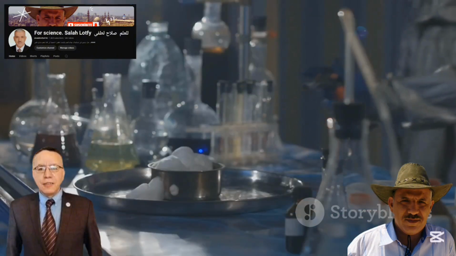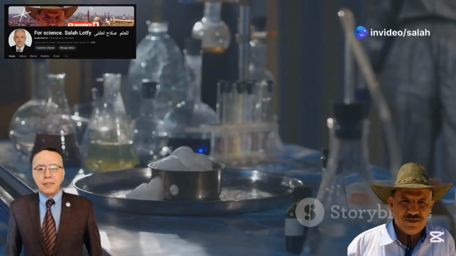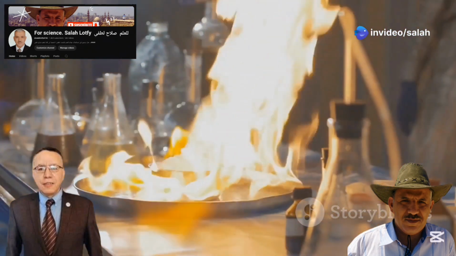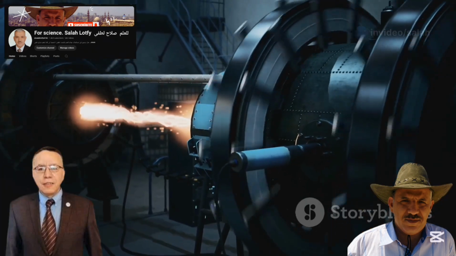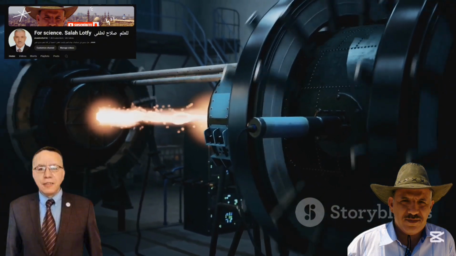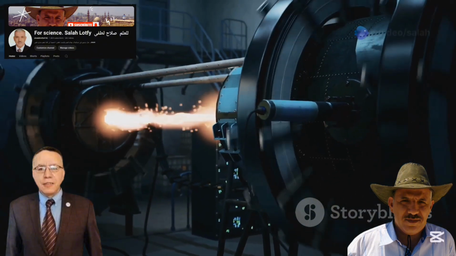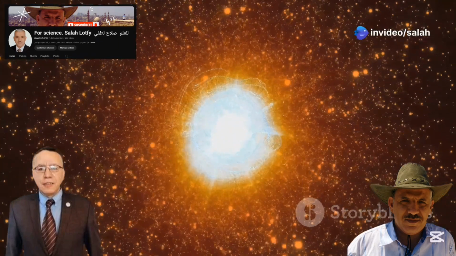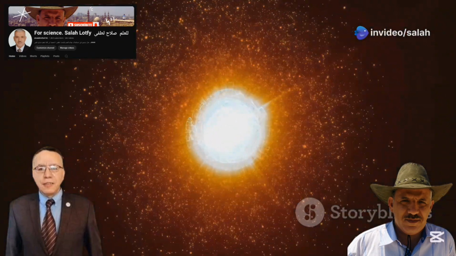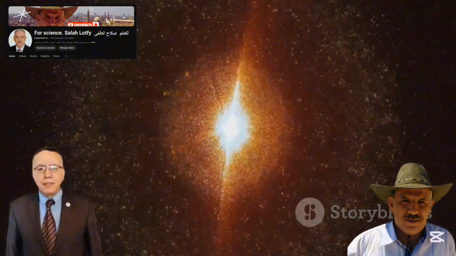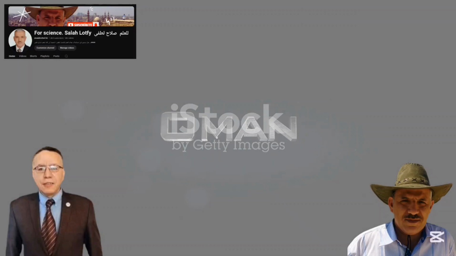In materials science, understanding the interactions between atoms at the nuclear level enables the development of new materials with enhanced properties. From stronger and lighter alloys for aerospace applications to more efficient solar cells, the applications are vast and constantly expanding. Furthermore, nuclear physics plays a crucial role in astrophysics, helping us understand the life cycle of stars, the formation of elements in supernova explosions, and the evolution of the universe itself.